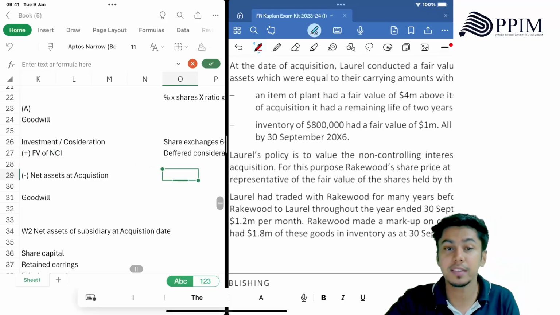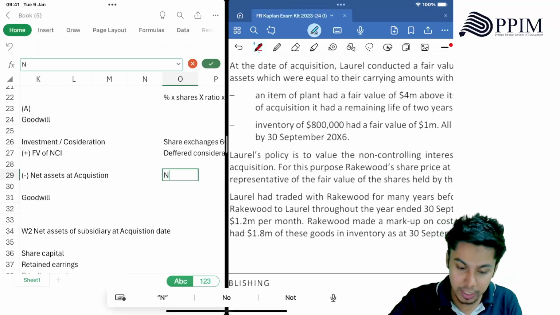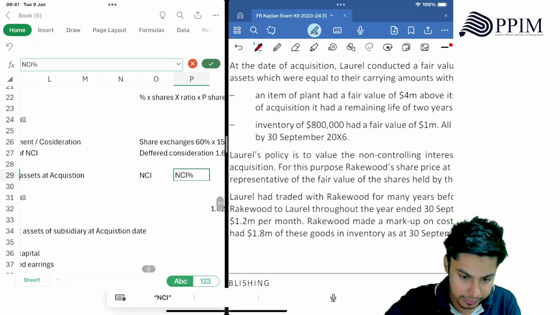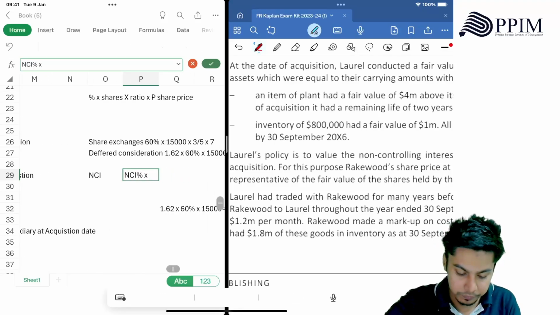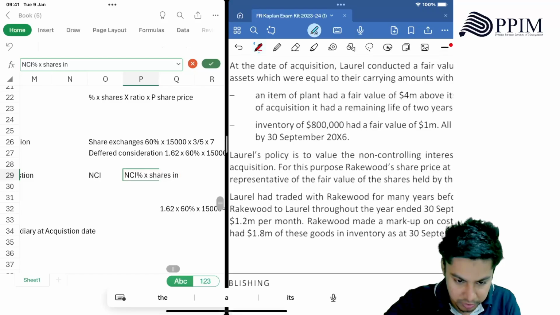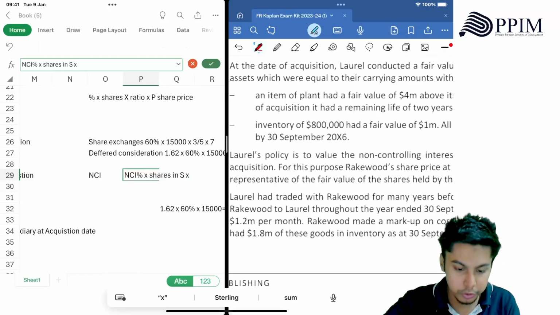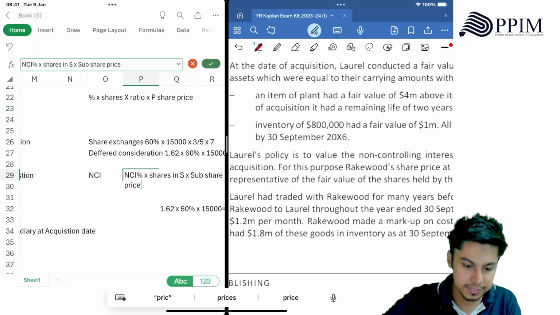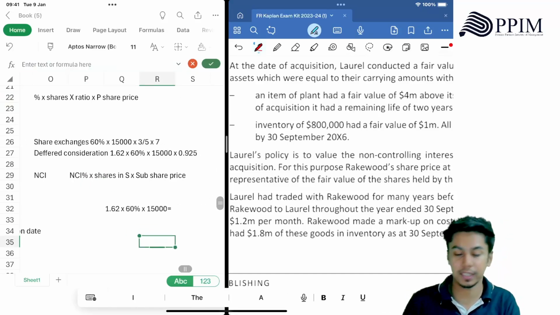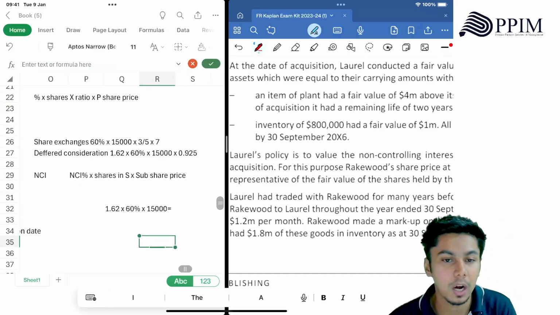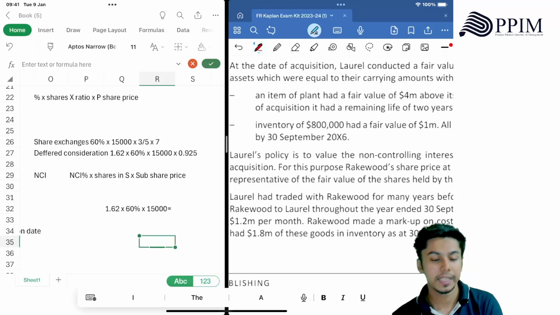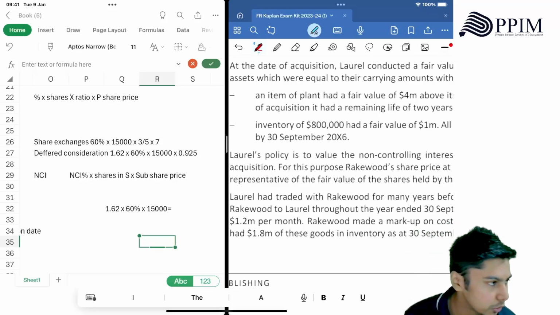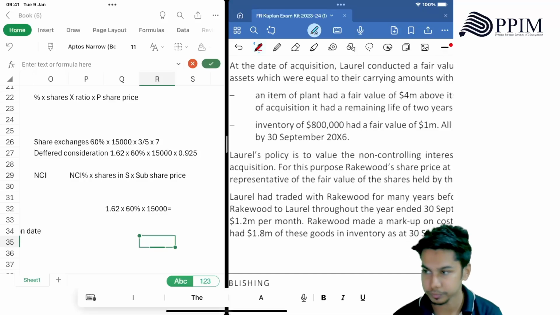Okay, what is the equation for fair value of NCI? Fair value of NCI equation guys like this. NCI percentage into shares in subsidiary company into subsidiary share price. This is the equation I gave for you all in theory class. Copy this down quickly. How to find fair value of NCI? NCI percentage into subsidiary number of shares into subsidiary share price.